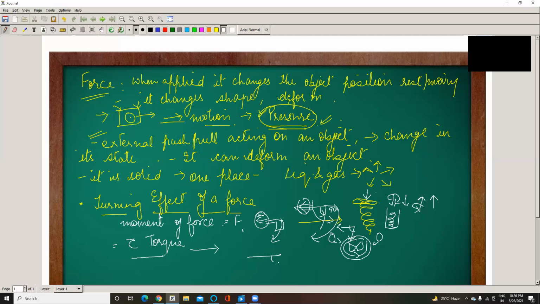At what angle it is turning? What will be the effect of that force, due to which the lock is getting open? So this is the turning effect of the force. Now what are the factors which turn it out?